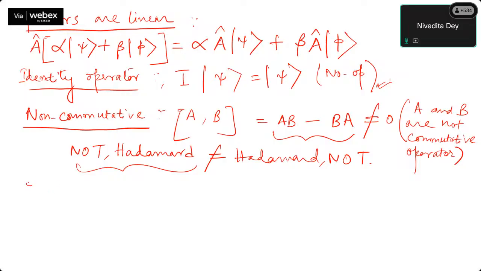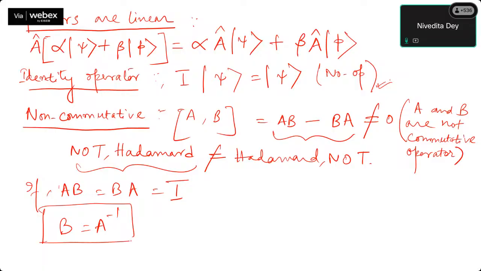And if AB is equal to BA is equal to I, the identity, then B is A inverse. Now this is all that we know from the normal principles of matrices and linear algebra. We know this thing.